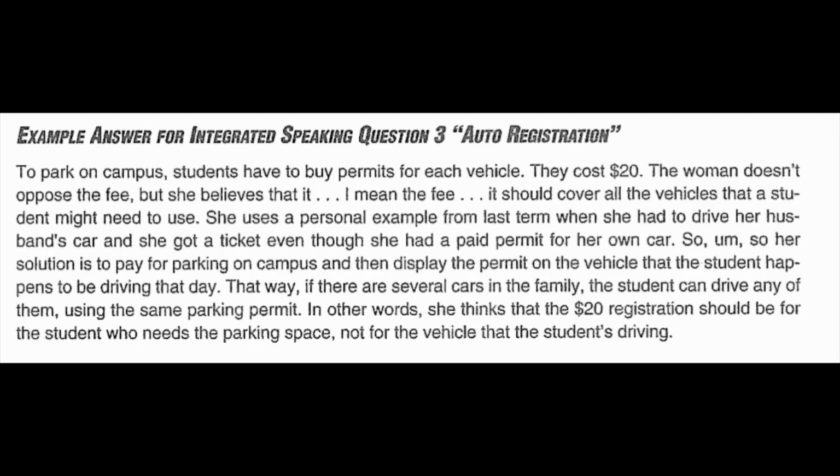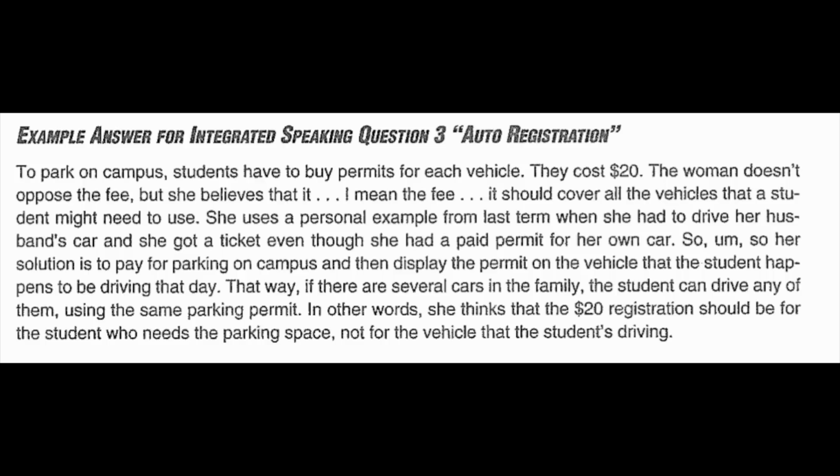Example answer for integrated speaking question 3. Auto registration. To park on campus, students have to buy permits for each vehicle. They cost $20. The woman doesn't oppose the fee, but she believes that it should cover all the vehicles that a student might need to use.